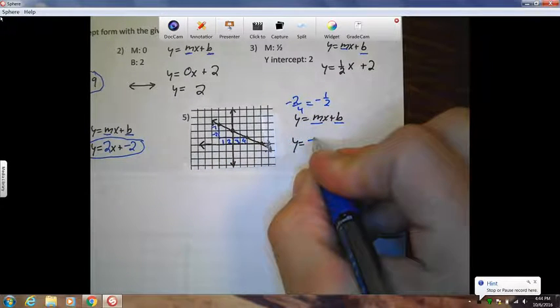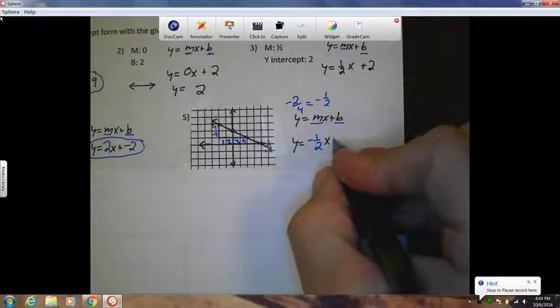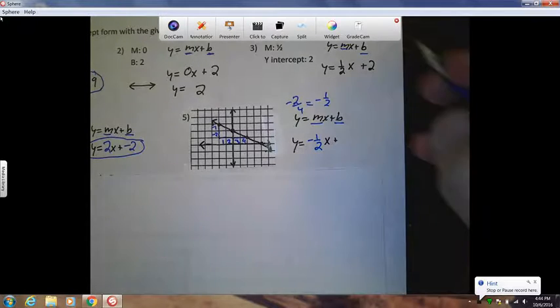Now I need y-intercept. Where does the graph cross the y-axis? It's here. And that's 1, 2. So there it is.